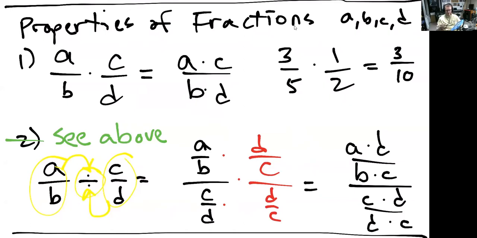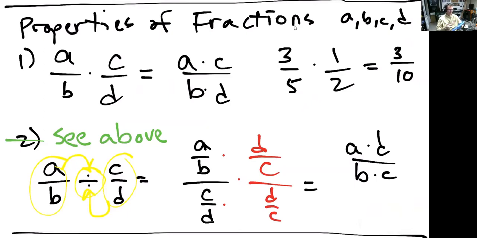Now that denominator, this bottom here, that's C times D divided by itself. So that's just one. So you probably have this other piece of knowledge tucked away somewhere in there that if you divide a number by one, you get the same number back. And so I'm just going to erase this bottom part because that's just one.